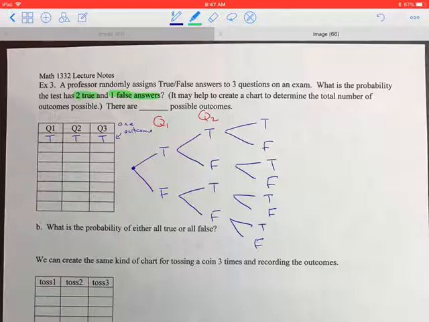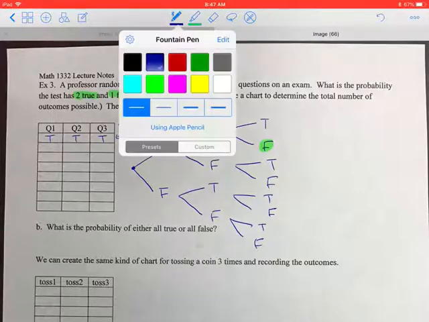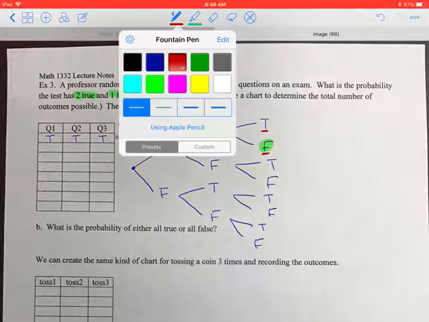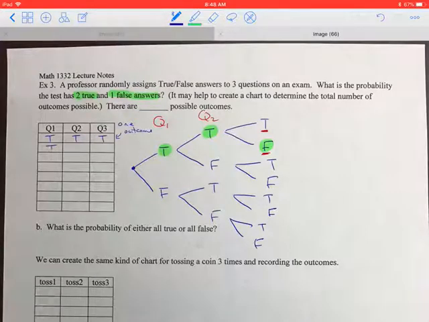So then I move on to the next branch. I still want to go true, true, but now I'm going false. It may help you to think about which branch you want to end with. For the first outcome, we ended here. The second outcome, we ended here. So that would be, let me go back to my blue, true, true, false.